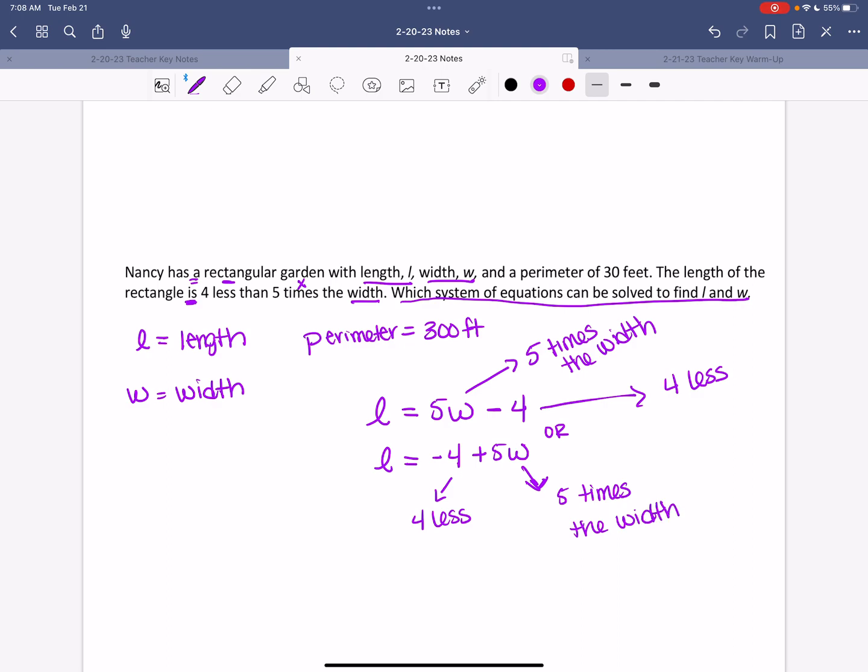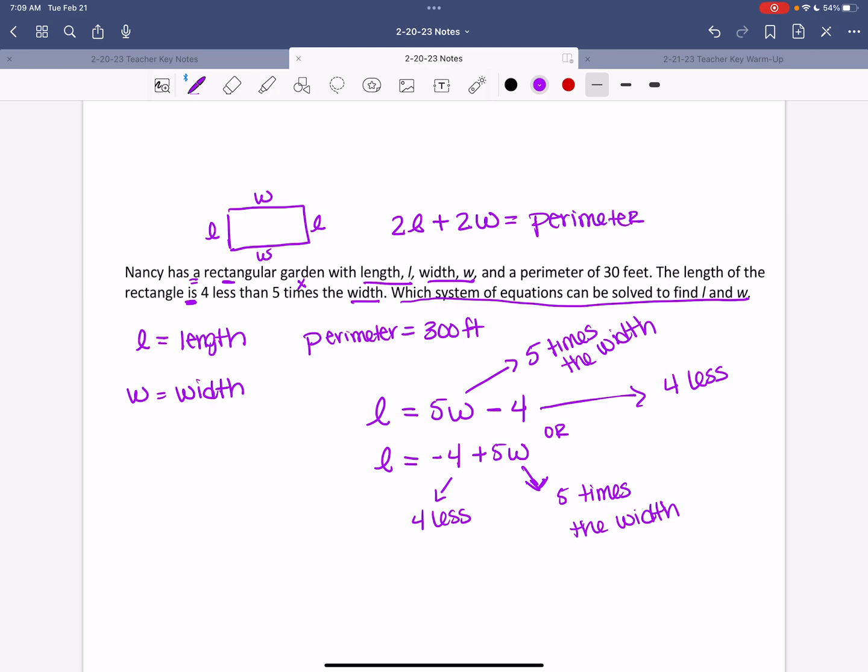Okay, so that's one equation. Where is the other one? Well, that's where the 300 feet of perimeter is going to come in. Length times width is area, right? But how do I find the perimeter? The perimeter of a rectangle, if this is my width, this is my width, this is my length, this is my length, I need to add length and length. So I have 2 lengths plus 2 widths. That will equal my perimeter.